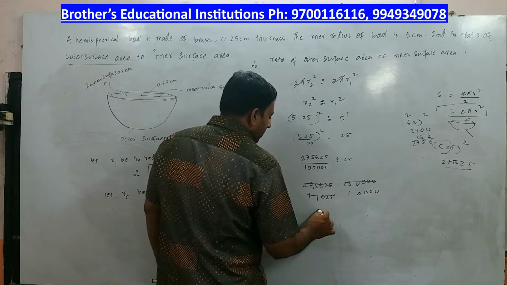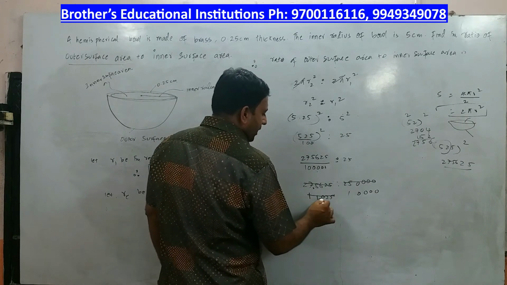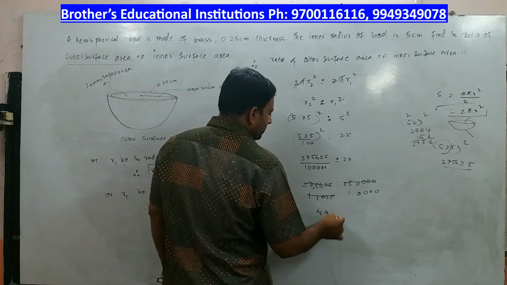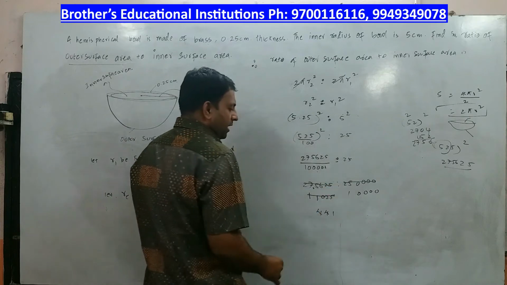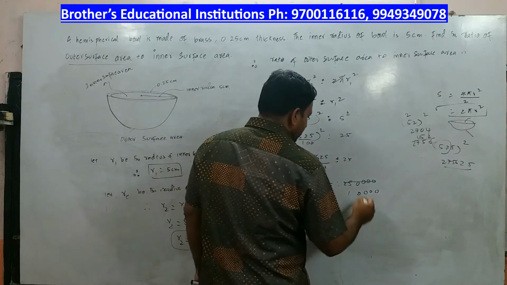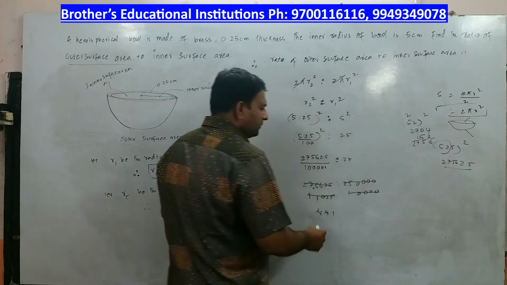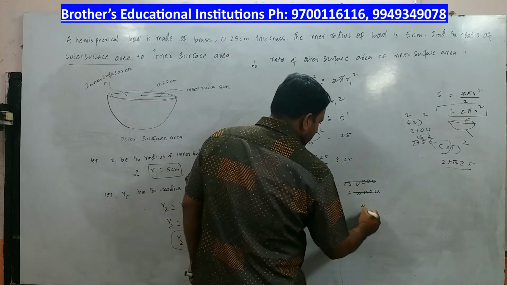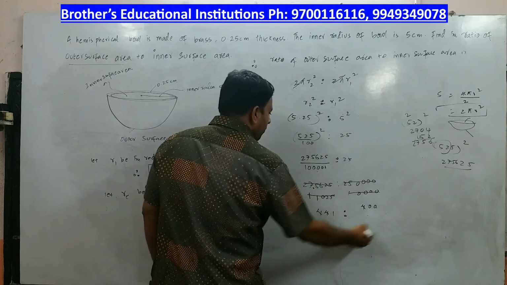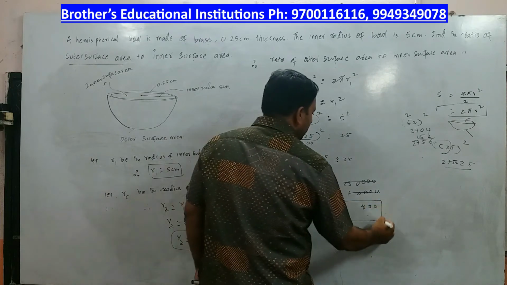25 4s are 100. Again 25 4s are, and 25 1s are. Right? So 25 goes 441 times. Again here, if I divide, 25 4s are 100, 0, 0. So the ratio is 441 is to 400.